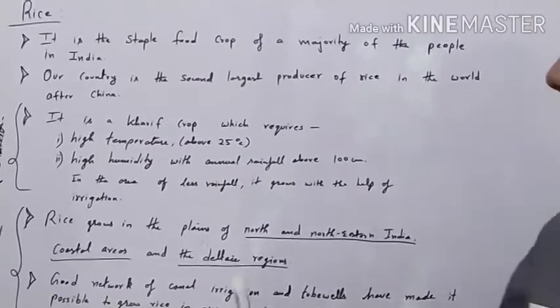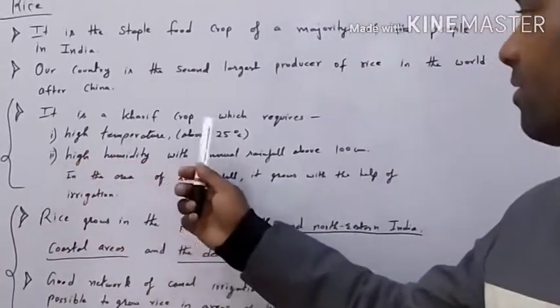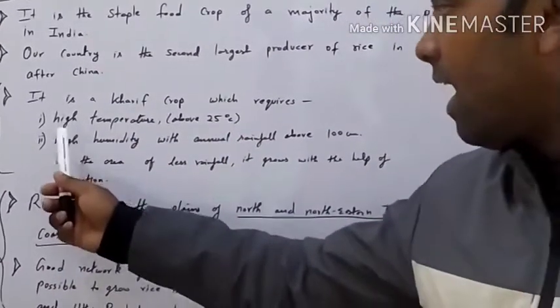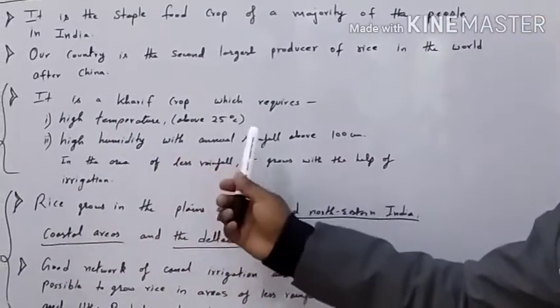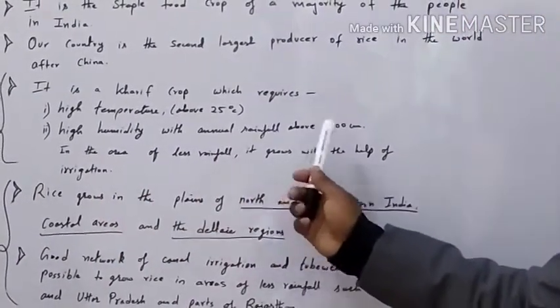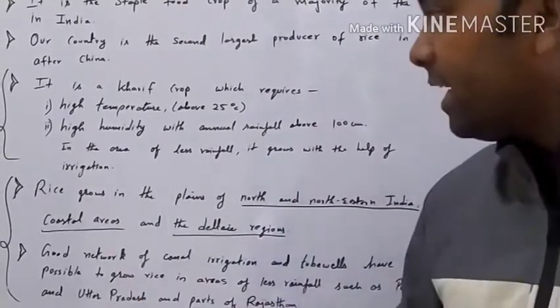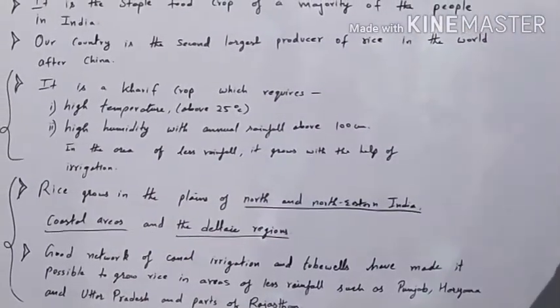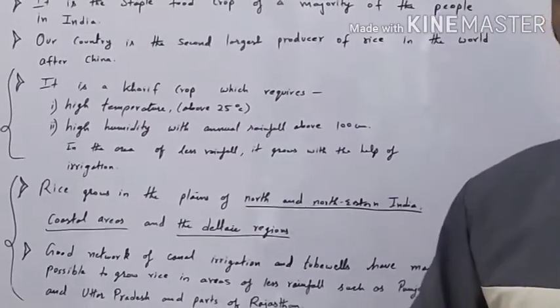Now the next point is, it is a kharif crop which requires high temperature above 25 degrees Celsius, high humidity with annual rainfall above 100 centimeters. Now, these are the climatic conditions required for the growth of rice.